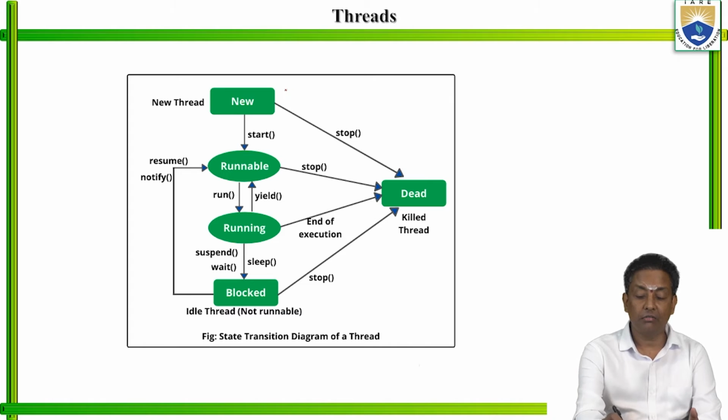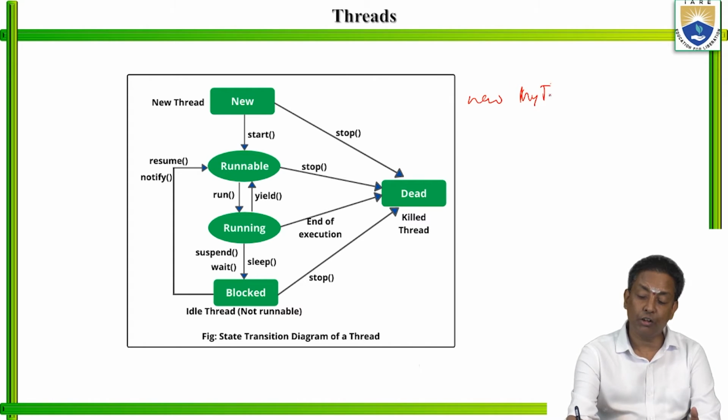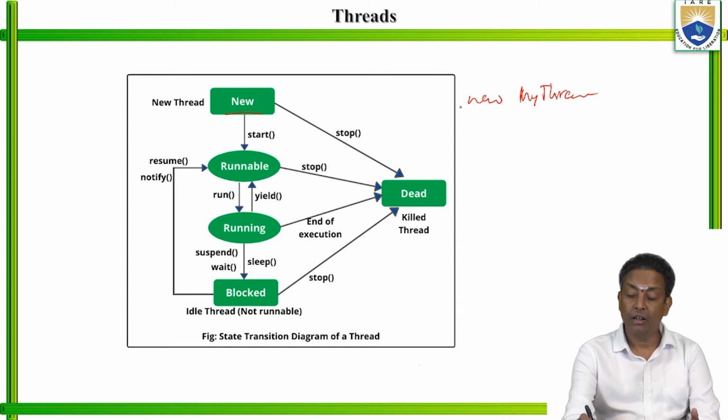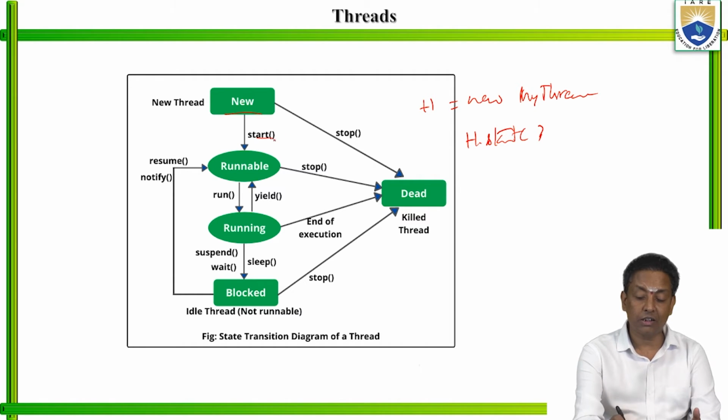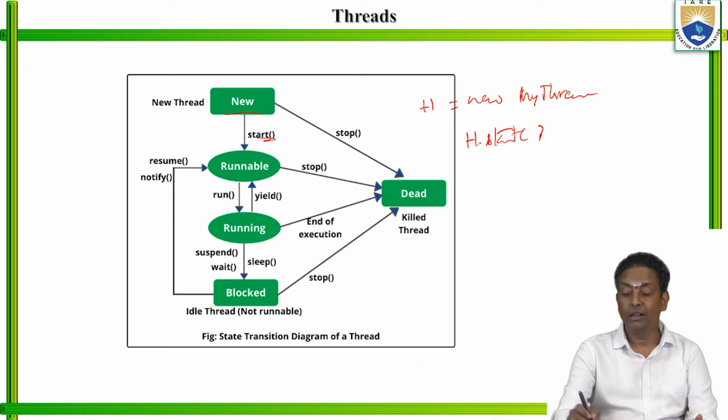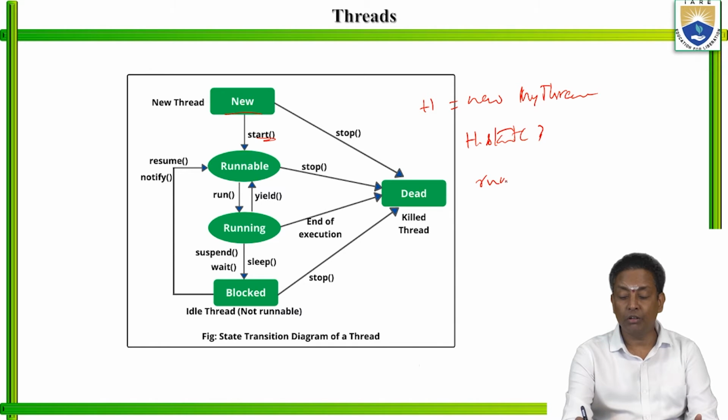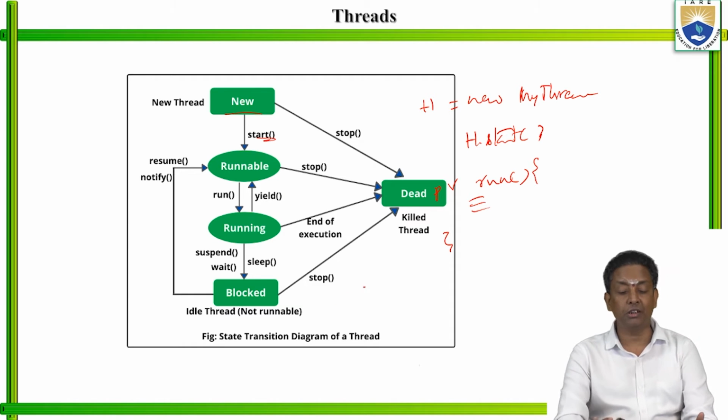New thread state. Whenever a new thread is created, like new MyThread, one new thread class object is created. That is the new thread state. As soon as we create the thread object, we call t1.start, and then the thread will start. That is called the start method. Immediately the thread will go to the run method, that is called the run state. In the public void run method, whenever the thread is in the run method execution, it is in runnable state.